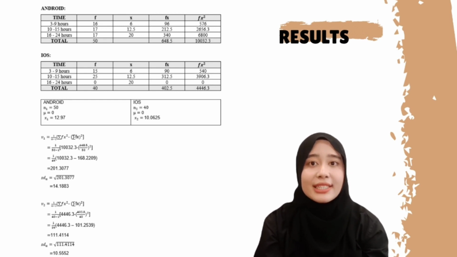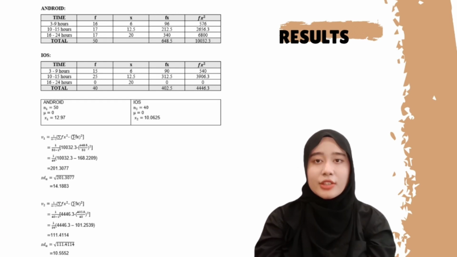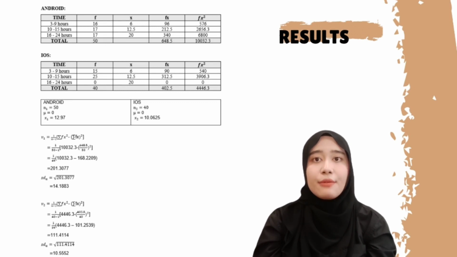For iOS, n2 for iOS is 40 and the mean is 10.0625. The mu for both is 0. To calculate, we are using the same formula as the first one. Put all of the information into the formula and we will get 101.4114. To get the standard deviation, we square root the value that we got earlier and we will get 10.5552.